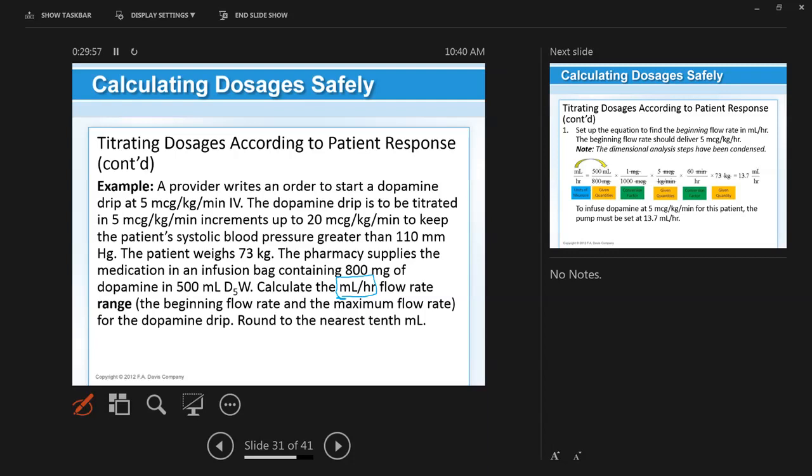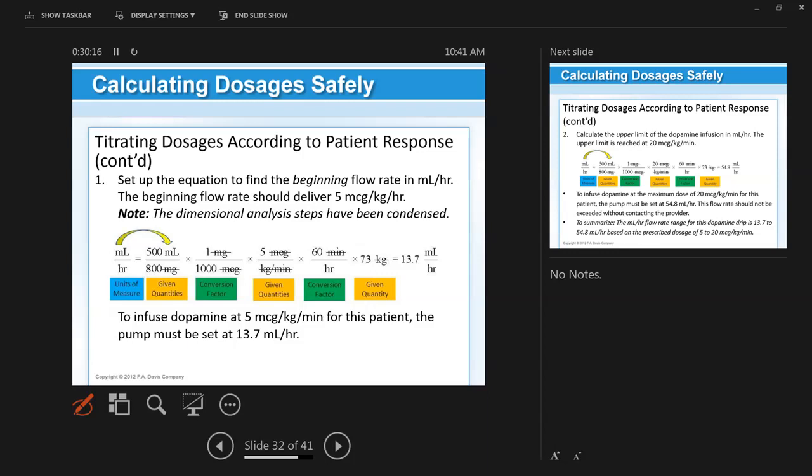When we look at this, our range, also worded as titration, is going to be 5 micrograms to 20 micrograms. So we're going to have two different numbers, and then any numbers in that range would be acceptable. And then we're going to round to the nearest tenth.